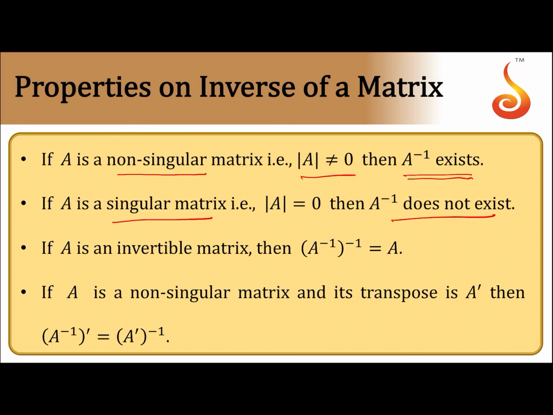And the inverse of A inverse is equal to the matrix itself. A inverse whole inverse is equal to A. And the transpose of the inverse matrix is nothing but the inverse of the transpose matrix. This is one more property. A inverse whole transpose equals A transpose whole inverse.